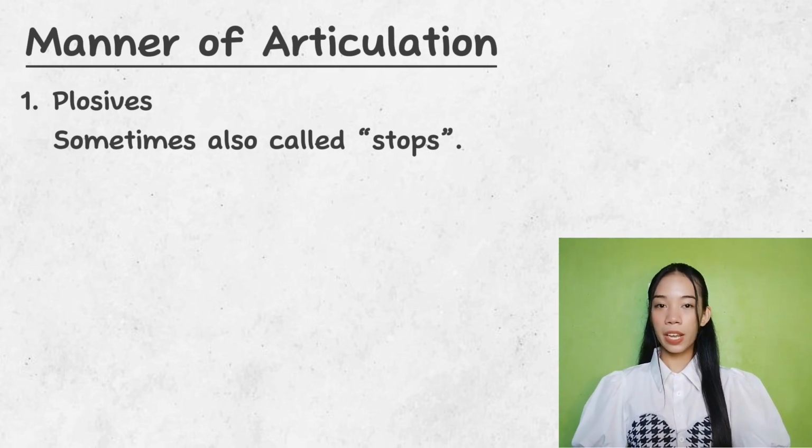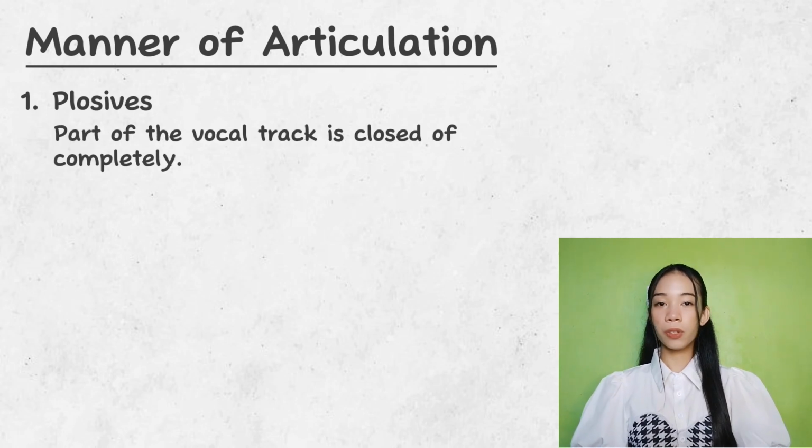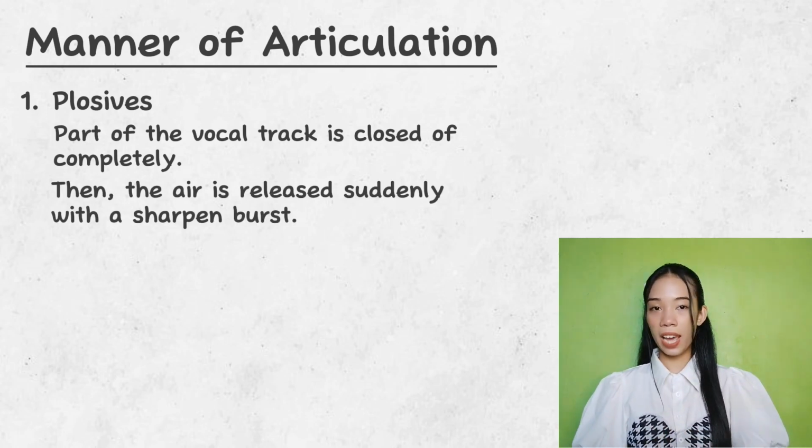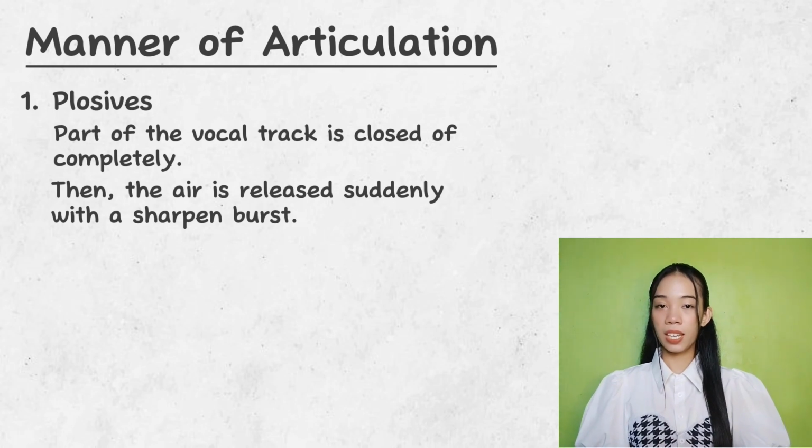Now, how are they formed? Part of the vocal tract is closed off completely, so there will be full closure and no air can escape. But then, the air is released suddenly with a sharp burst. And suddenly is really important because it leads to this little explosion of the air. That's where we get the word plosive from.